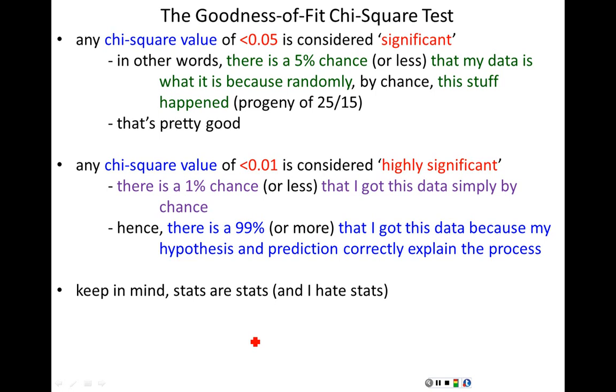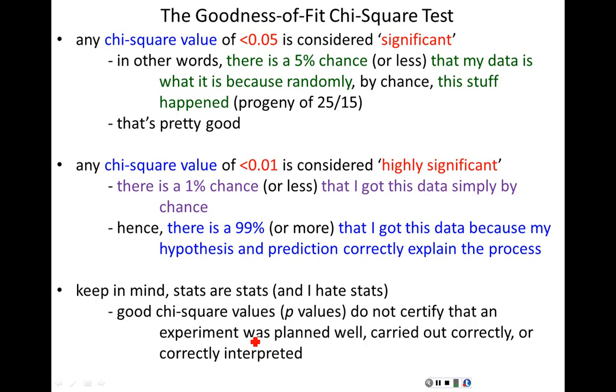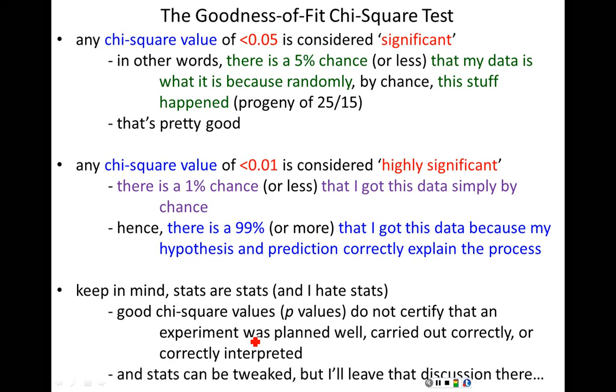Always keep in mind, stats are stats. Kind of the quasiest math out there. I hate stats for many different reasons. Good chi-square values, good p-values pass the test of scientific significance, but they don't necessarily certify that an experiment was well planned out, was well carried out, was interpreted correctly. And remember, even though there's a 99% chance the data is what it is because the prediction is right, that still means there's a 1% chance it was random. And a 1% chance that it's random is a chance that it's random. So you've got to take all of this with a grain of salt.